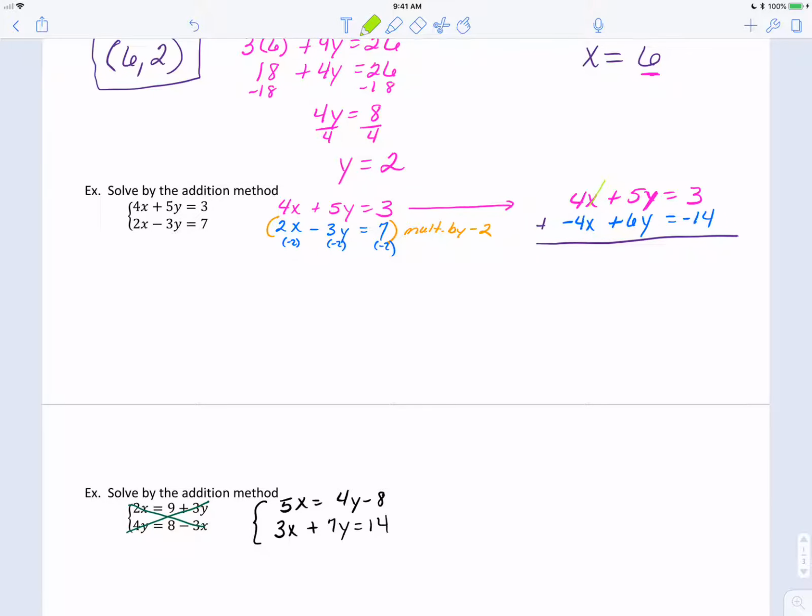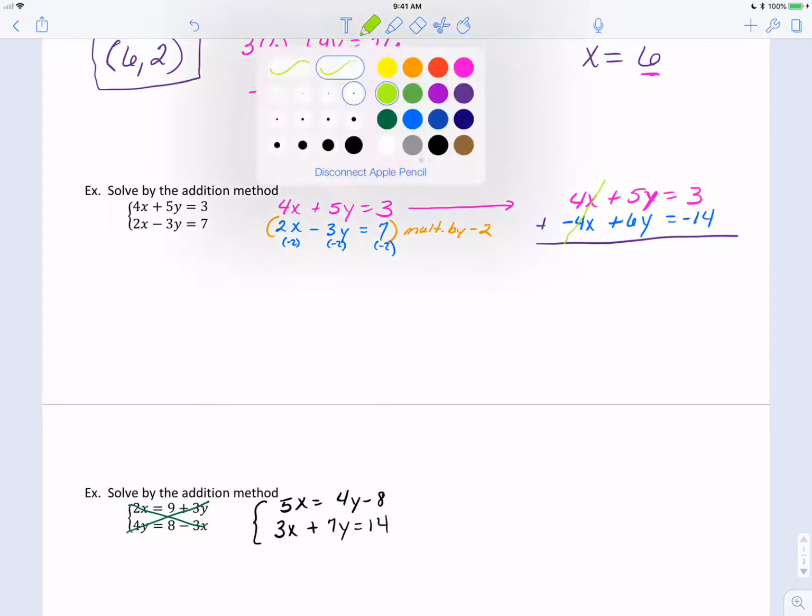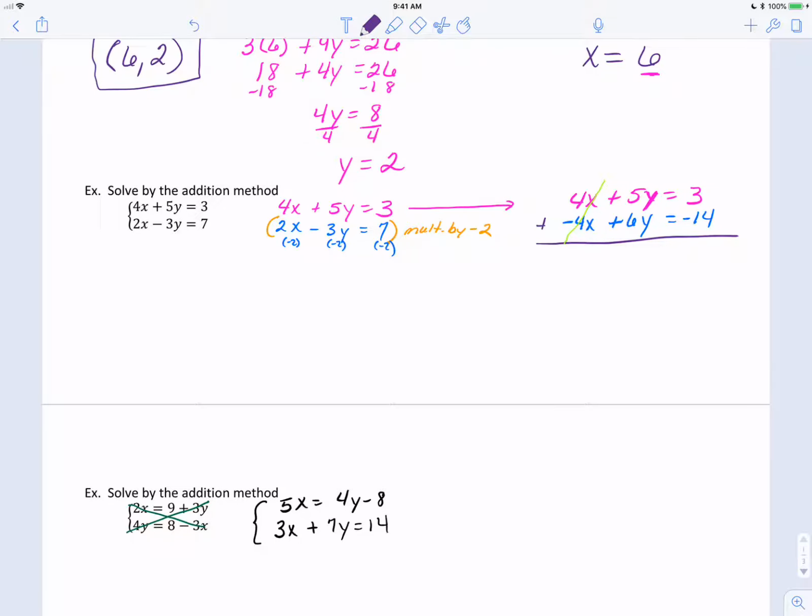So notice, this becomes 0 when I have the positive 4x plus a negative 4x. 5y plus 6y is 11y. And then 3 plus a negative 14 is negative 11. So we'll divide both sides by 11, and that gives us y is negative 1.